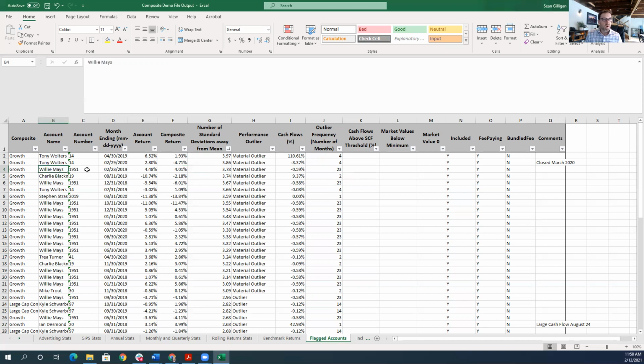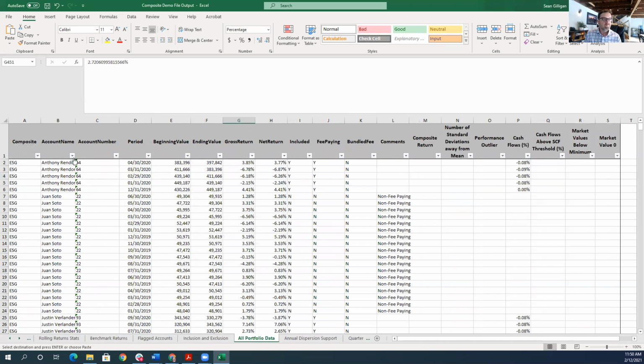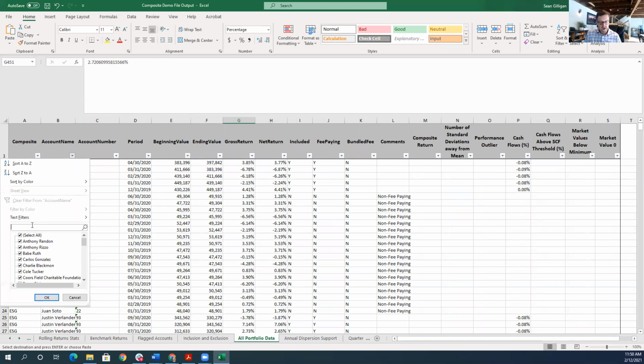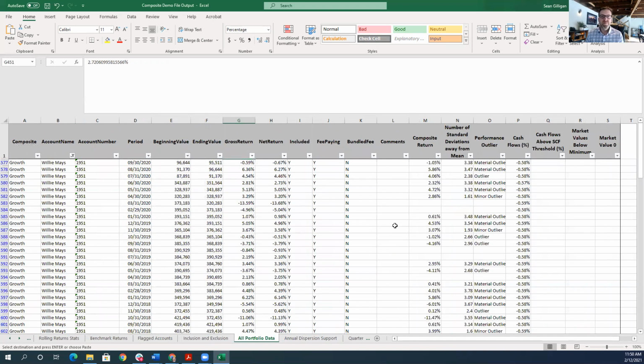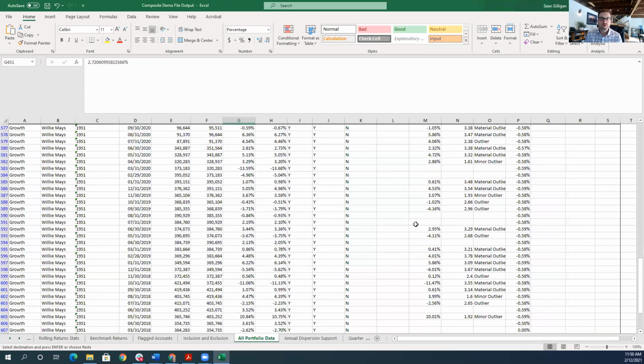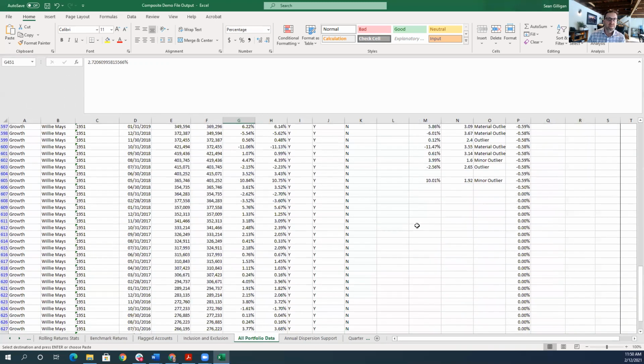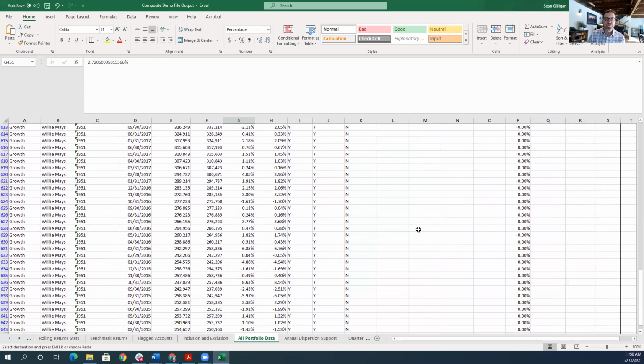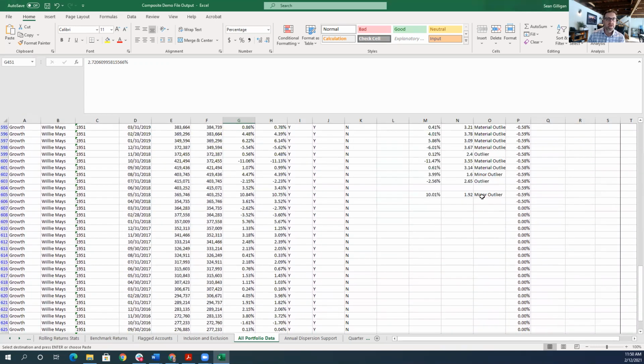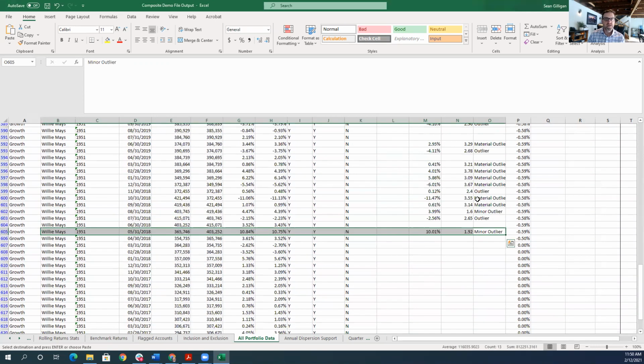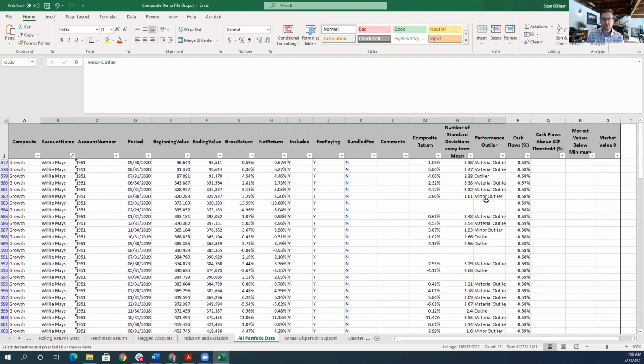So the way that we can look at that first, what I like to look at first anyway, is just by grabbing, you can grab either the account name or number. So just copy that, and we'll come over to the All Portfolio Data tab and find that account. So we can look at the full history of this account just to give us a little context as to what's going on. And what we could see here is that it was actually never an outlier until May of 18, and then it's an outlier almost every month after that.